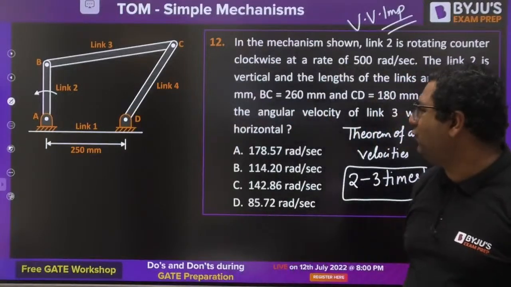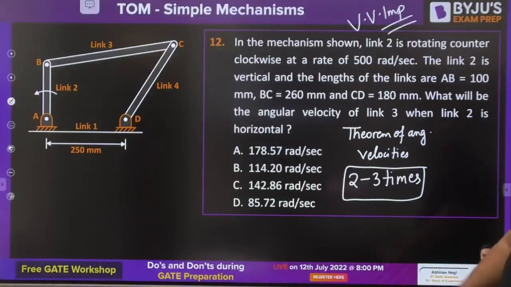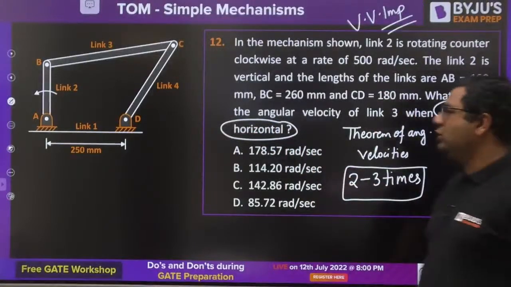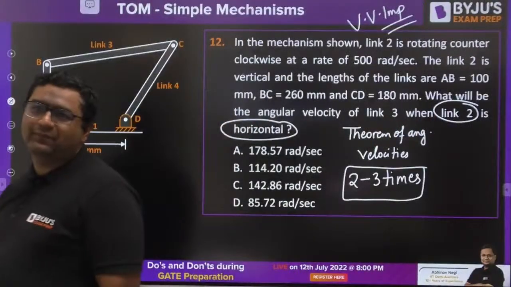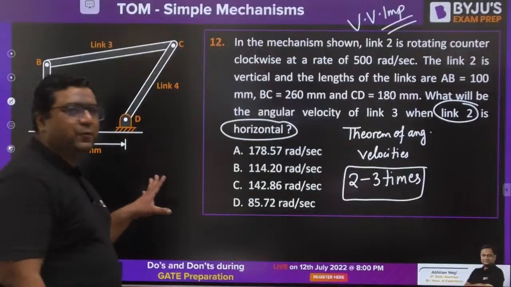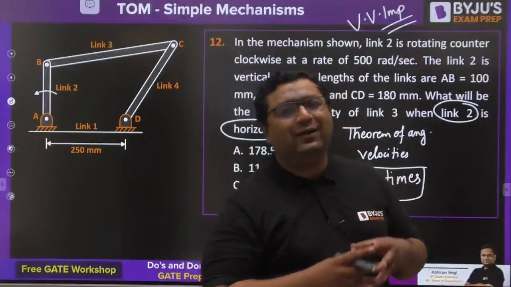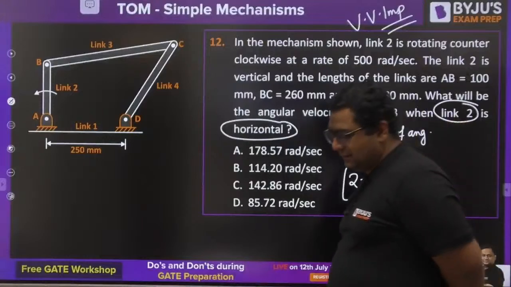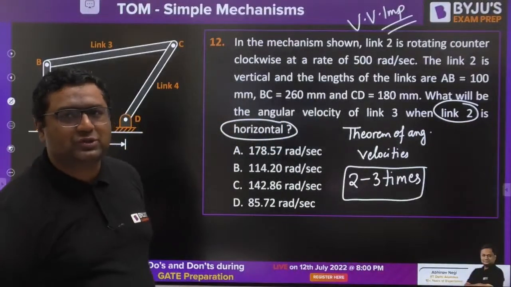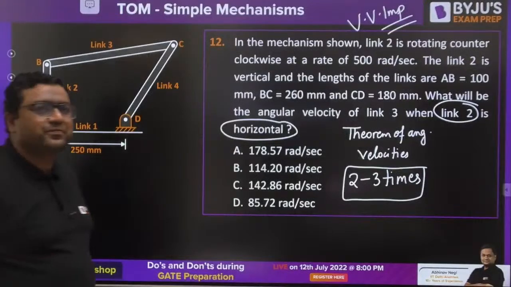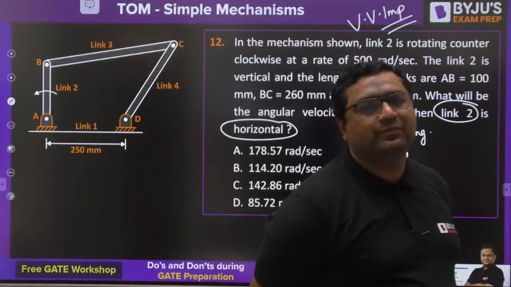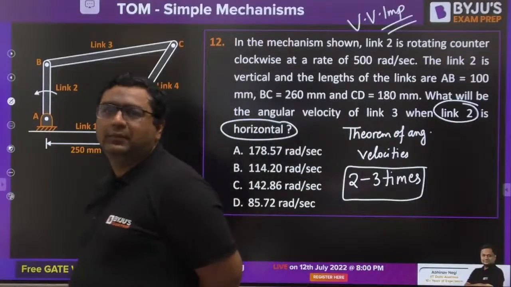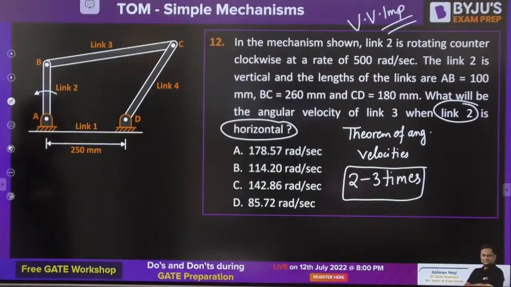They are asking for a special configuration when link 2 will become horizontal. I will be solving it properly so that you can learn the complete approach, how to start with the I-center approach. So only one student has given the answer till now.